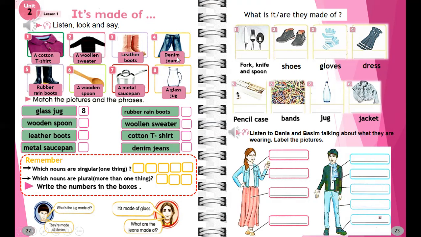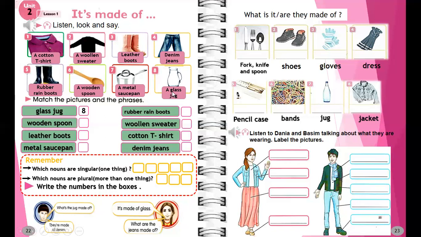مصنوعة من القماش القطني. What are the rain boots made of? ماذا مصنوعة؟ They are made of rubber. مصنوعة من المطاط. While what is the spoon made of? ماذا مصنوع الملعقة؟ It is made of wood. إنها مصنوعة من الخشب. And what is the saucepan made of? It is made of metal. إنه مصنوع من المعدن. Finally, what is the jug made of? ماذا مصنوع هذه الجرة؟ It is made of glass.